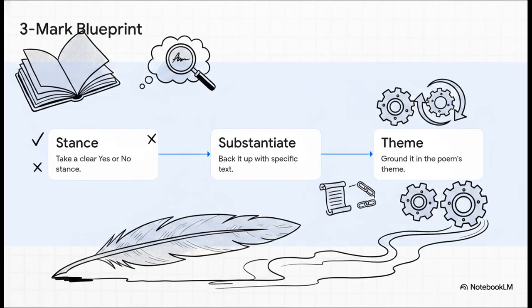I'll tell you right now, you will not get a single point just for saying yes or no. That is written right there in the marking guidelines. To grab your 3 marks, you absolutely must execute these 3 steps perfectly. 1. Take a firm stance. 2. Back it up with specific examples from the text. And 3. Link it right back to the overarching theme of the poem.